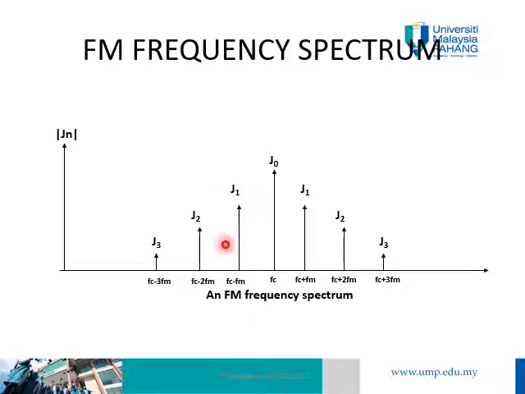And we have a second sideband, J2, which is at Fc minus 2 Fm, and at the upper sideband, we have Fc plus 2 Fm. And so on and so forth. We have this J1 up to Jn.